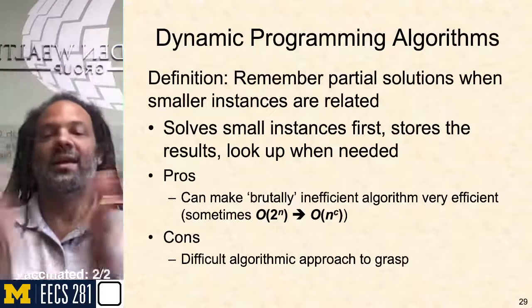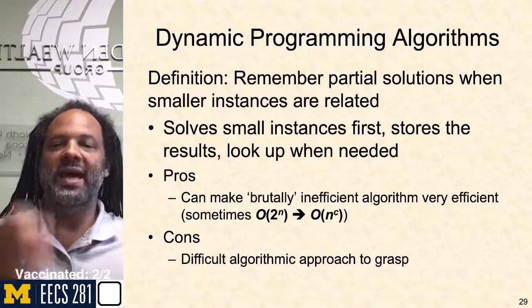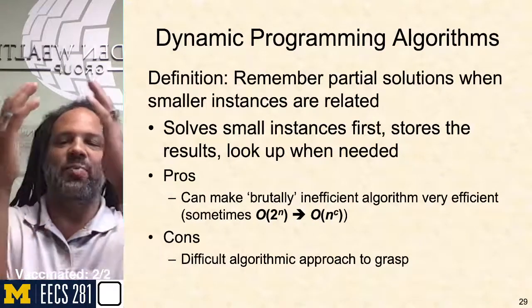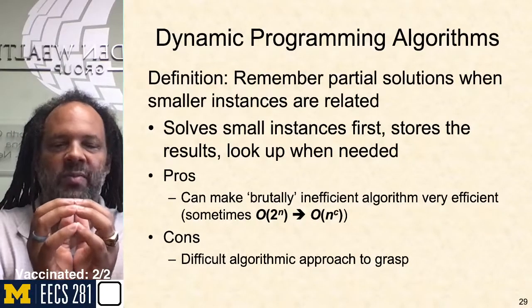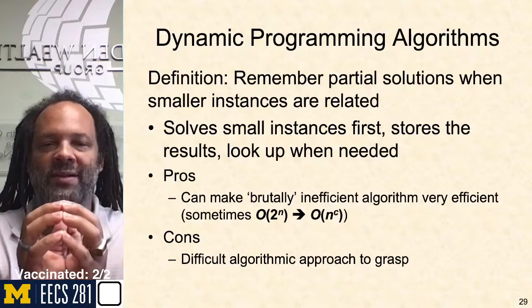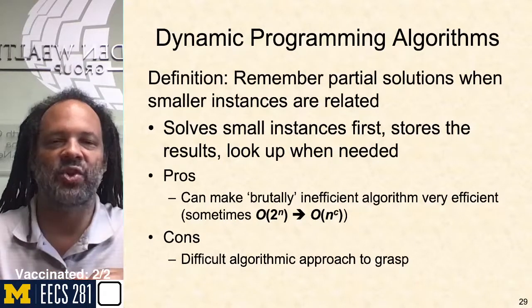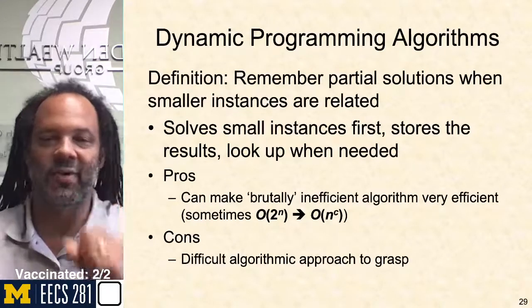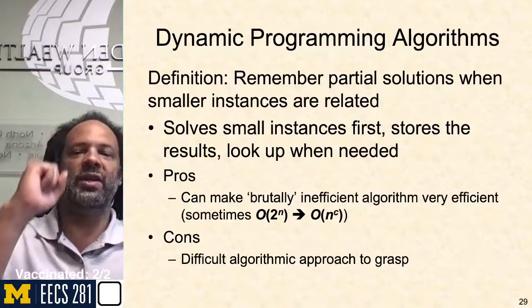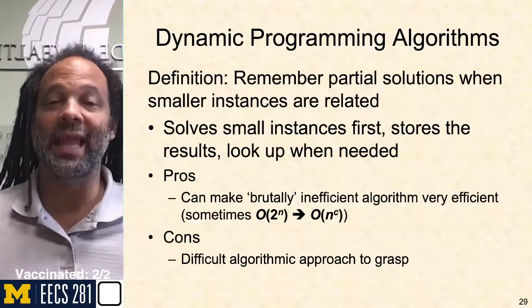All right. Dynamic programming. In DP, what we do is we think, we've got this large problem, I'm going to make it into smaller problems, and every time I solve one of the smaller problems, I'm going to remember that solution. And then later on, if I need to find that solution again, I can go look it up instead of recalculating it. So the definition here says, remember partial solutions when smaller instances are related.